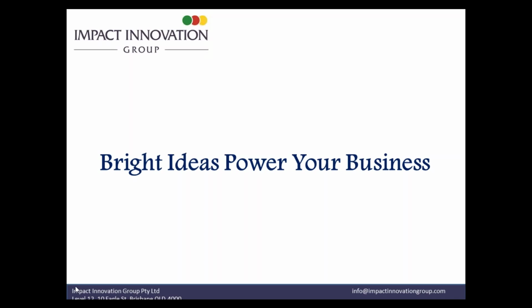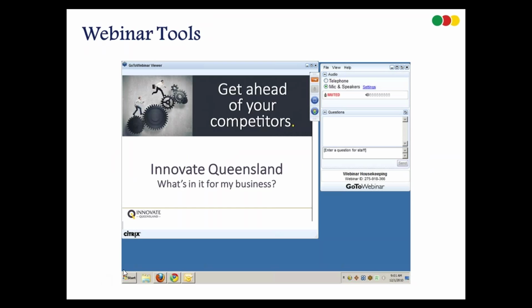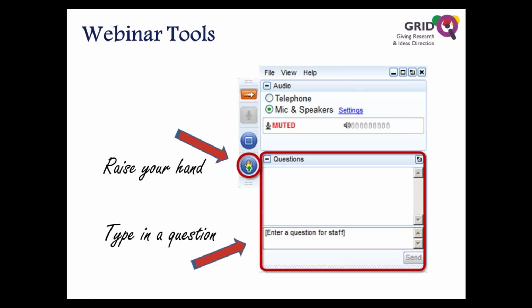Your screen should look something like this: a slide in the centre and a control panel usually on the right hand side. Control panel or dashboard, whatever you'd like to call it. If you'd like to keep this open throughout the webinar, just click on the view button here and uncheck auto hide control panel, and that way you'll always have your control panel up on your screen so that you can take part in some of the interactions that we're going to offer, such as the raise your hand.